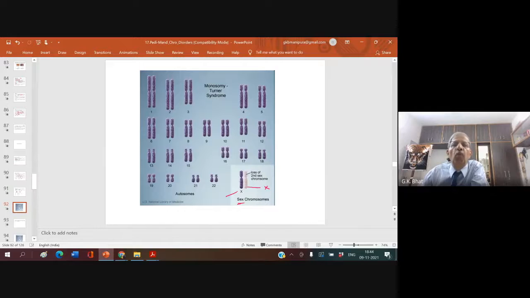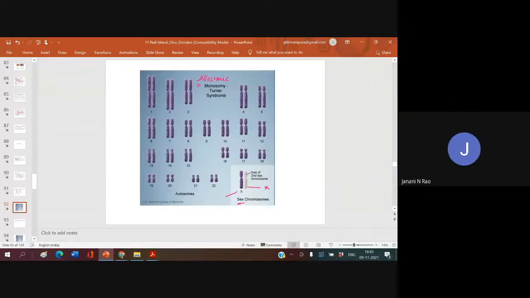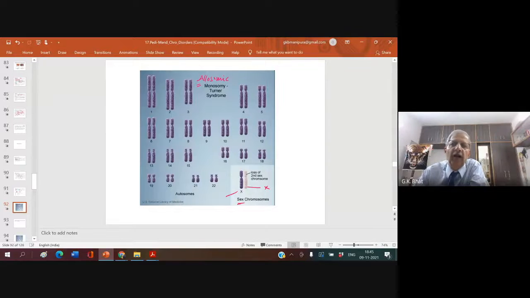So what is it called? Monosomy, monosomy for the sex chromosome. It is also called allosomic monosomy, that is, monosomy for the allosome. Have you understood? Are you following me?